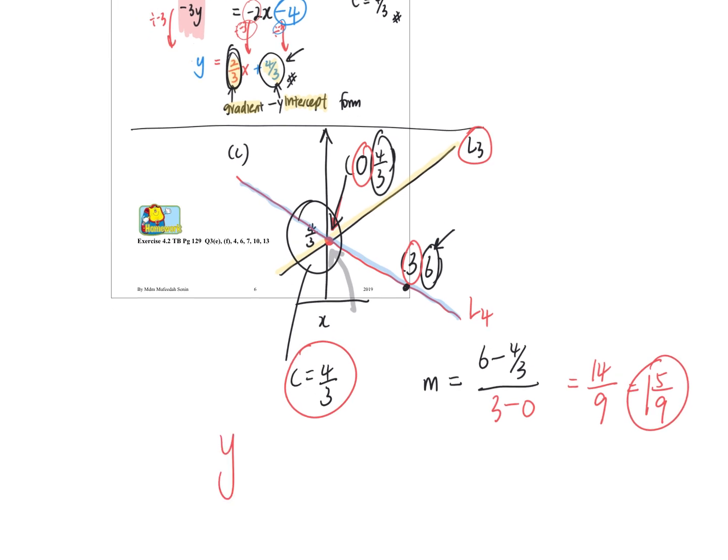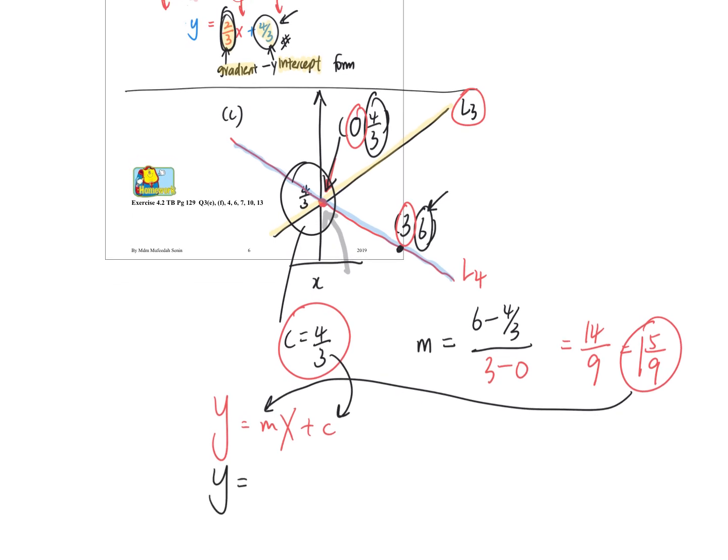Put it into the equation template. The equation of a straight line always looks like that. Put the gradient in, put the y-intercept in, and then you get, done. Okay, so this is the equation of the line. So you just remember, no matter what, you always need the gradient and the y-intercept. If not, you can't find the equation.